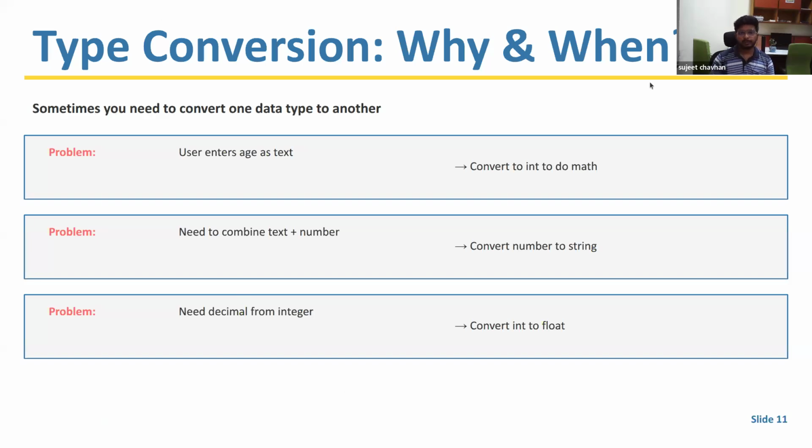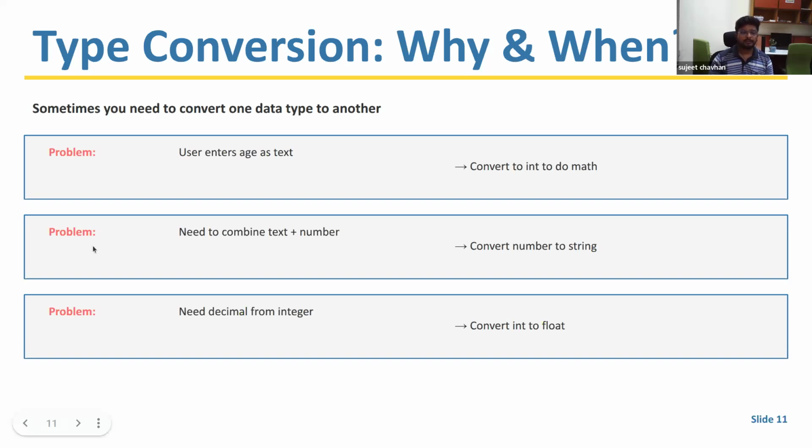So before we go to type conversion, any doubts till now? So in type conversion, why are we learning it and when do we need it? Sometimes what happens, you write a big program and in the middle you think that I need to change the data type of this particular variable. The problem is sometimes the user enters age as text. User input is considered as text. So we need to convert it to integer.